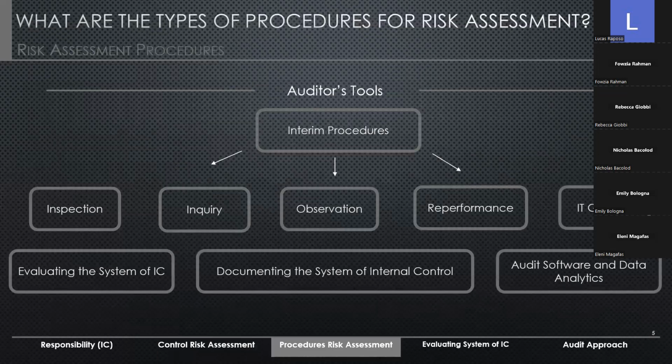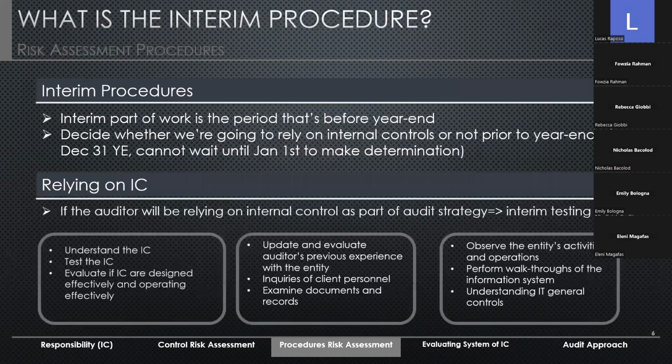Okay. So what are the types of procedures for risk assessment? As the auditors, you're gonna come there, you're gonna assess the control risk, and these are the tools that you have in your hands. So you have inspection, inquiry, observation, reperformance, IT general controls, evaluating the system of internal controls, documenting the system of internal controls, audit software, and data analytics. So the first five you'll have to remember, and I'll show you in the slides after what exactly you have to remember. And it's more for the final than for the midterm. So we'll take a look at each of these individually after this.